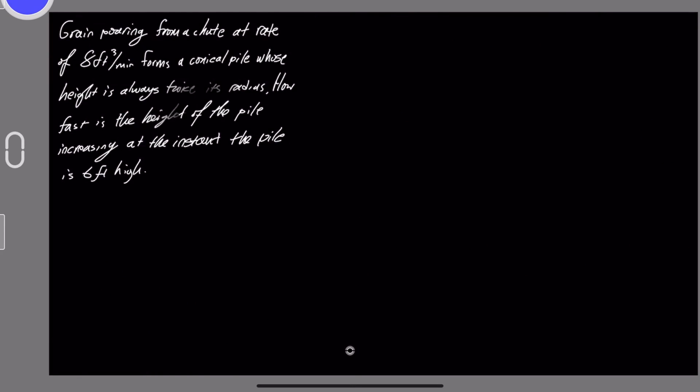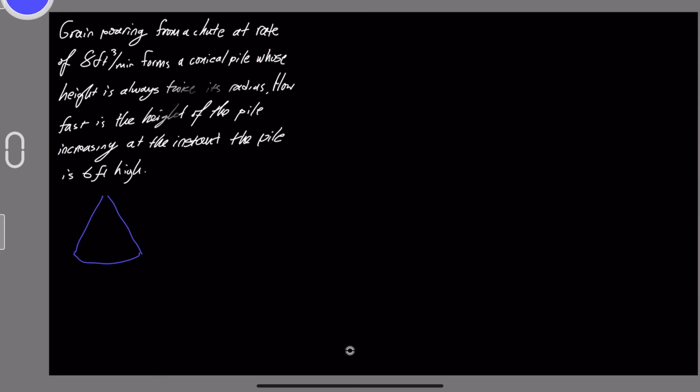Okay, now let's look at a second example. The grain pouring from a chute at a rate of 8 feet cubed per minute forms a conical pile whose height is always twice its radius. How fast is the height of the pile increasing at the instant the pile is 6 feet high? All right, so the question is a little bit different now, but we still approach it the same, right? Again, remember step 1 is to draw out a little diagram.